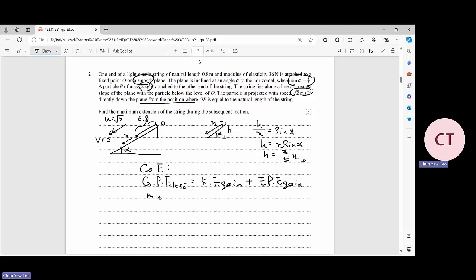GPE loss is mgh. KE gain is a half m v square minus u square. Oh no, sorry. My EPE, KE is loss. KE is loss. I make a mistake. KE is loss. So by right, I supposed to write like this.